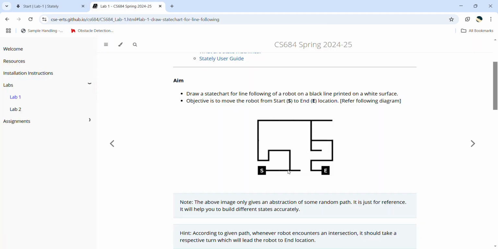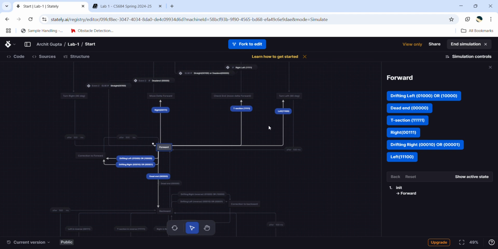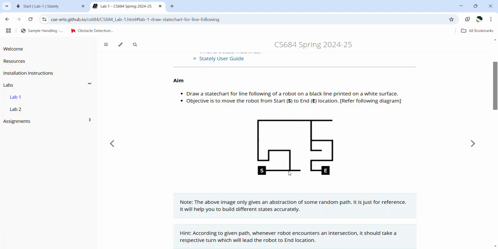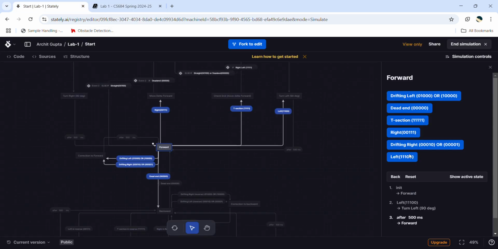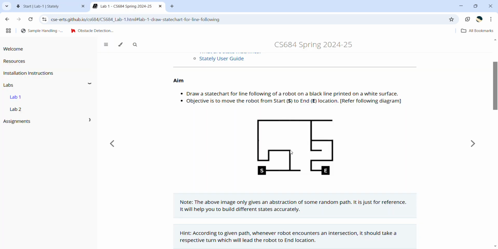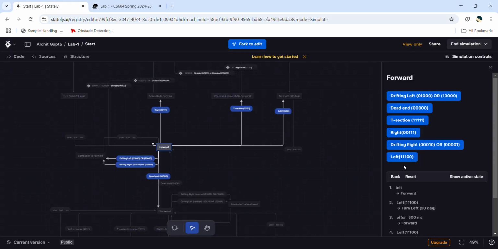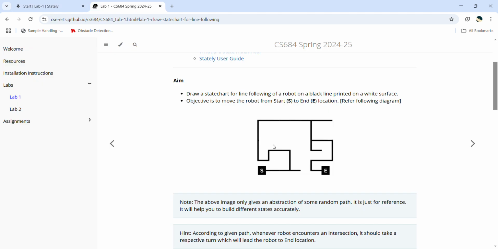So here we take a left. Now after left, we have automatically come back to our forward state. We keep moving forward. Again, we come to a left section. We take a left. Again, we start moving forward. We again have a left section here. We take a left action again.